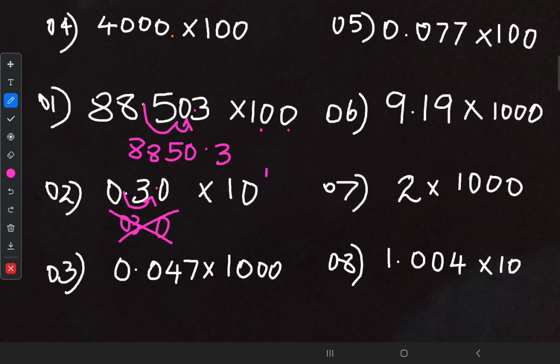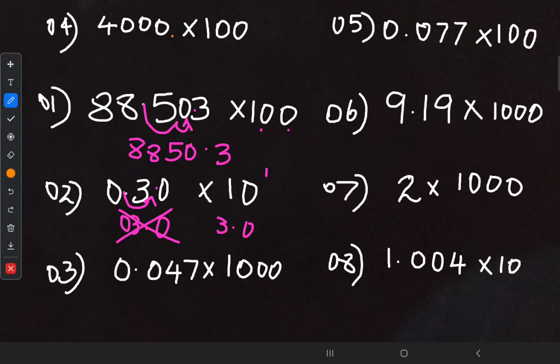When I ask you any number, do you give your number as 0308? Likewise, no. So your answer should be 3.0. Don't consider the 0 which is before this 3. You can represent your answer only as 3.0.